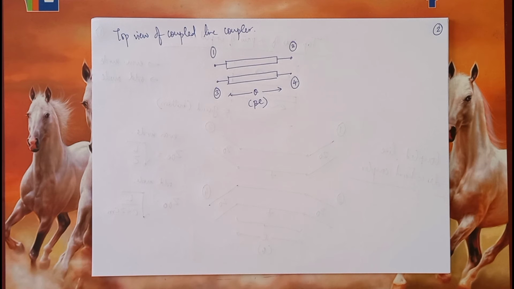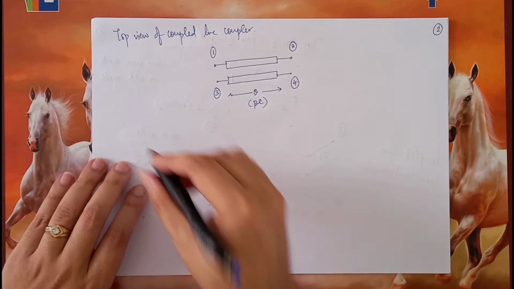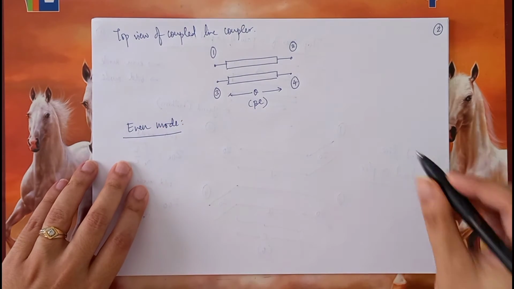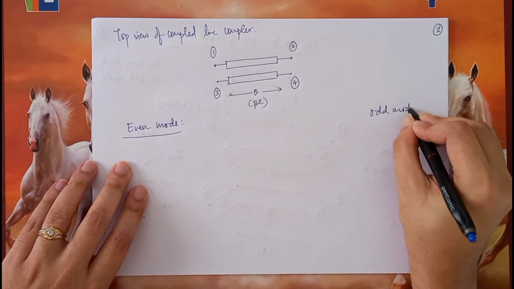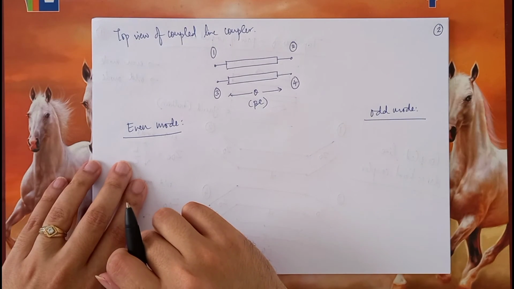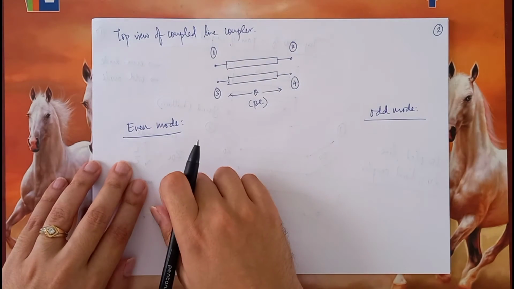Now the question is, can we derive the S matrix of this 4-port network? Since the network has 4 ports, the S matrix will also be a 4x4 matrix. So now let us again apply the even and odd modes, but from an external perspective. Let us first look at the even mode, and then we will look at the odd mode. In the even mode, we assume that there are two identical waves flowing from left to right.